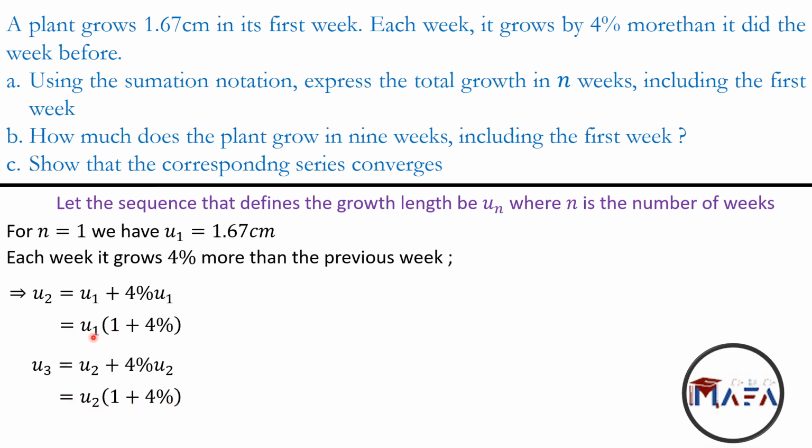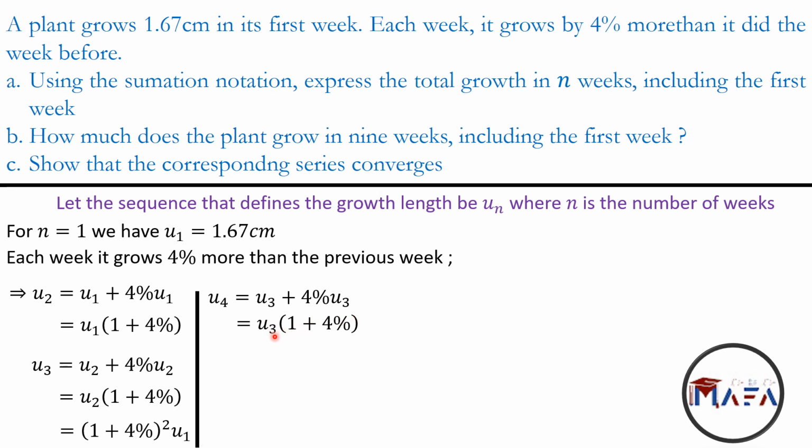Now let us replace u2 with u1 times (1 plus 4%). You see that (1 plus 4%) will multiply with this (1 plus 4%) to give us (1 plus 4%) squared, and then we multiply it with u1. Let us finalize by looking at u4, which is u3 plus 4% of u3. We factor out u3, we get u3 times (1 plus 4%). We replace u3 with (1 plus 4%) squared times u1. We get u4 to be (1 plus 4%) cubed times u1.